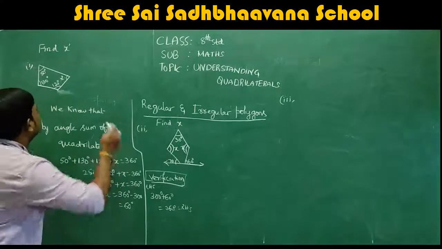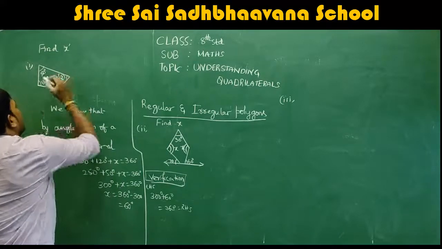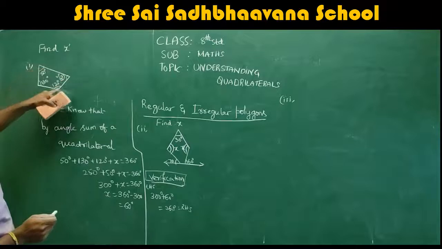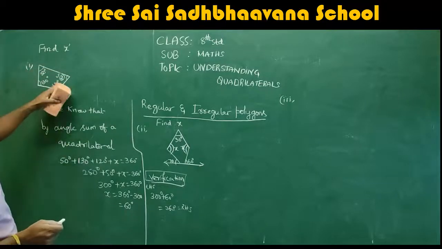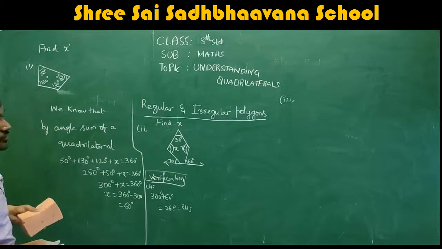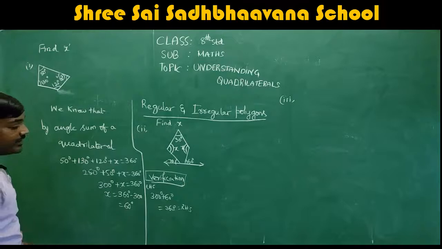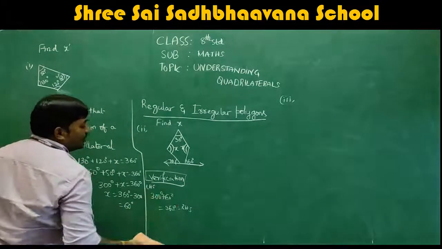It means the x you got is how much? 60 degrees, correct? The x value you got is 60 degrees, so it should satisfy your angle sum property. When you add all these angles, you should get 360. So you will definitely get 360. If you are not getting 360, you might have done it wrong.